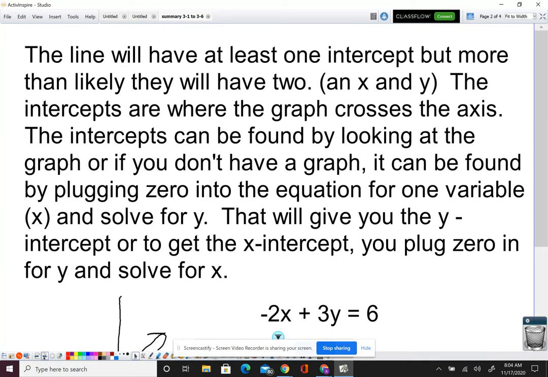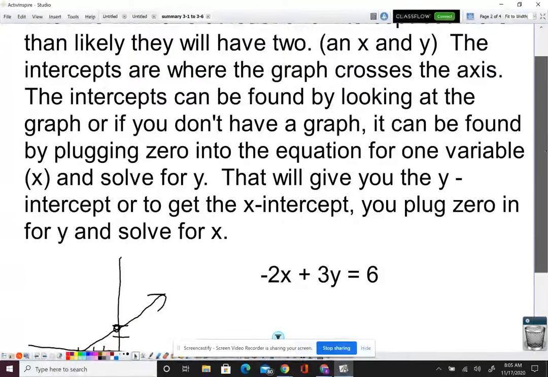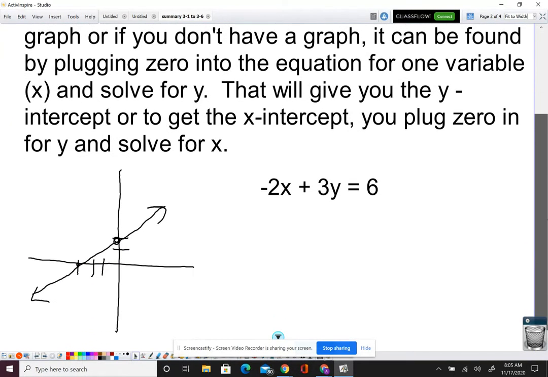The line will have at least one intercept. So if we have a vertical line, we're going to have an x-intercept. If we have a horizontal line, we're going to have a y-intercept. But if we have a line that has a slope of some number other than 0 or infinity, the line will have two different intercepts, the x-intercept and the y-intercept. And we saw that we can find those intercepts by plugging 0 into the equation for a variable and solving for the other variable and then doing the reverse process. We can also just look at our graph and see what the x and y intercepts are.